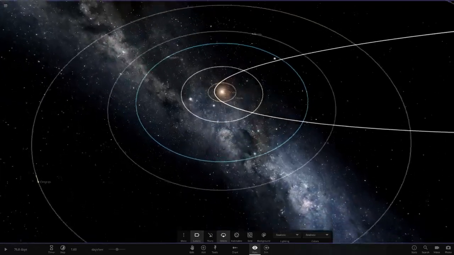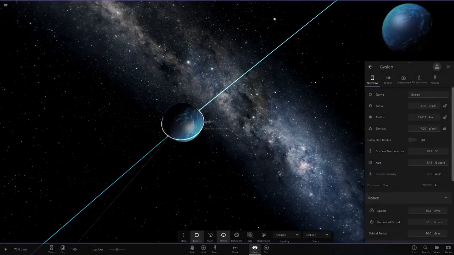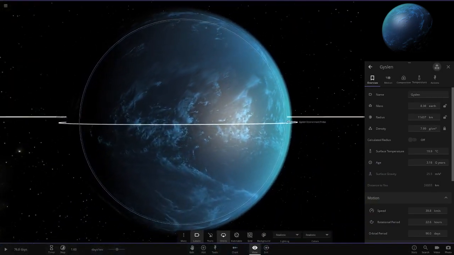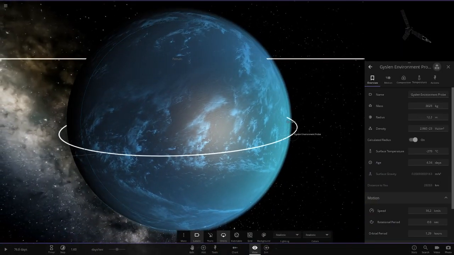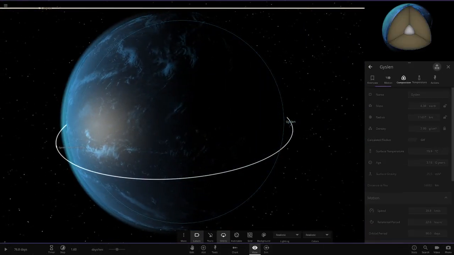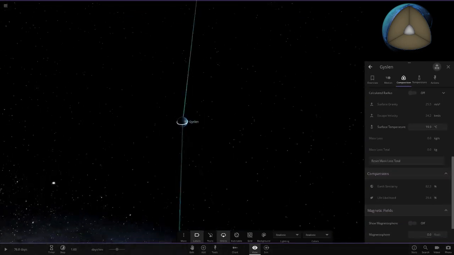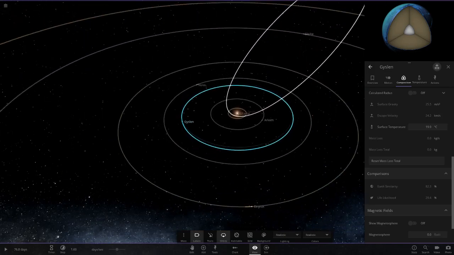So there we are. Right, next up is this one with this nice light blue trail here. So it is an all ocean world, as we can see here. It's got an environment probe around it as well, as we can see. So there it is there. Right, so yeah, 19 degrees. Let's go ahead and check these stats here. So 82 and 24, pretty good for an all ocean world there. So there we go. Really like that trail color.